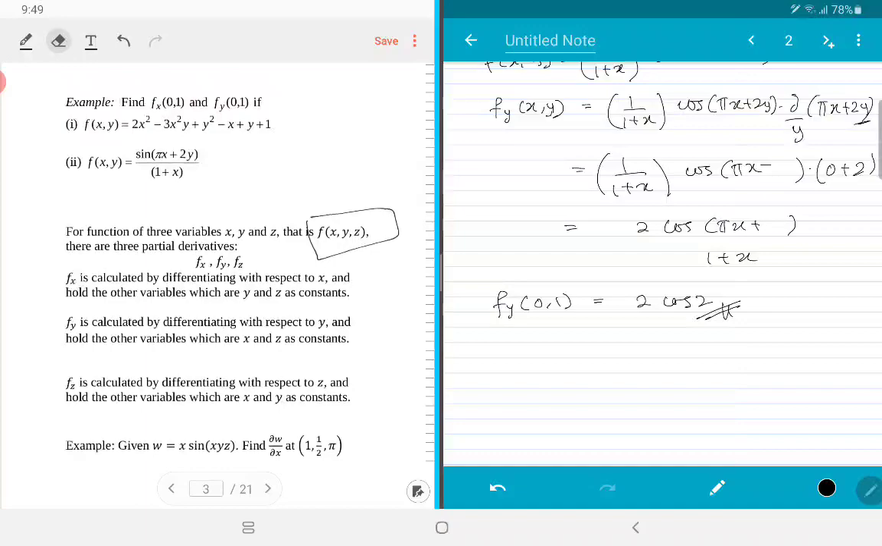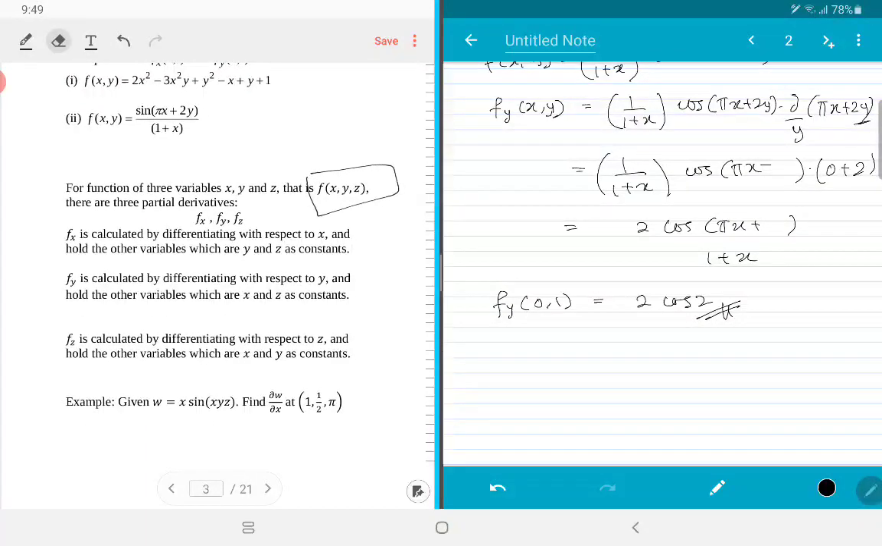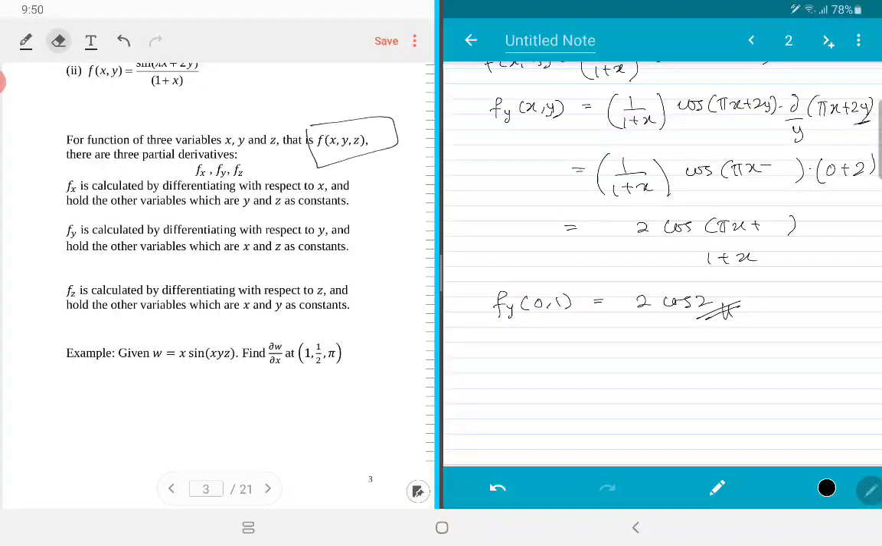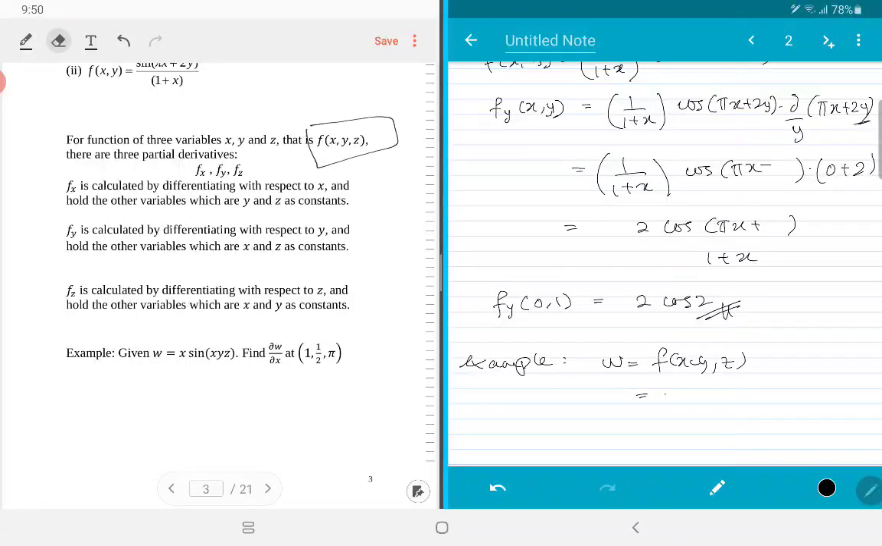Okay, let's look at an example. I'm just going to give you one example. This is from tutorial 1. Let's say you're given w, and as you can see here, we have a function with three independent variables, which are x, y, and z. So here we have w equals x sine of xyz.